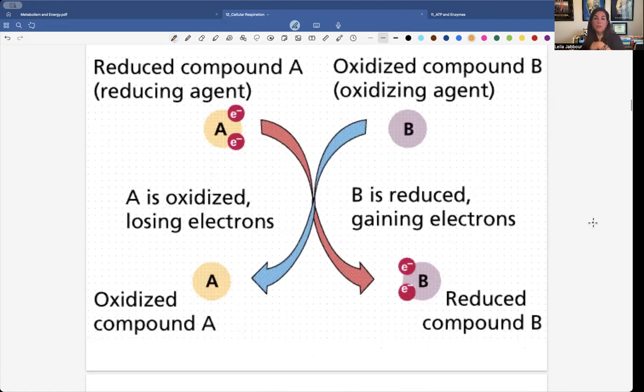Okay, and look at this. This is exactly how electrons get transferred. They are transferred from A to B. So we had sodium, and sodium lost its electron and gave it to chloride. And now we have a new molecule with these electrons added to it.